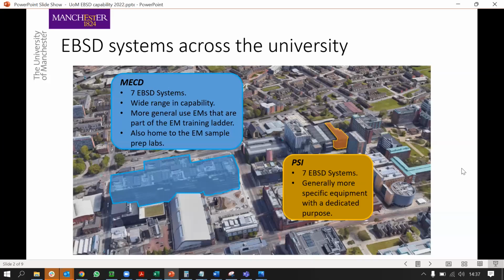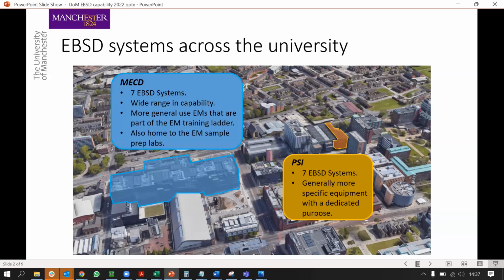Right. So in Manchester, in the EMC, we are very lucky in the number of machines we have. We have 14 systems in total that are capable of doing EBSD, and they are split pretty evenly across our two sites. This is a little bit ahead of ourselves because some of these systems are still either being commissioned in MECD or moving there, but in a few months' time, this will be accurate.